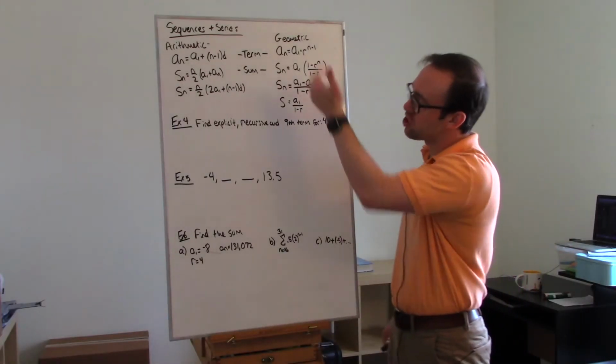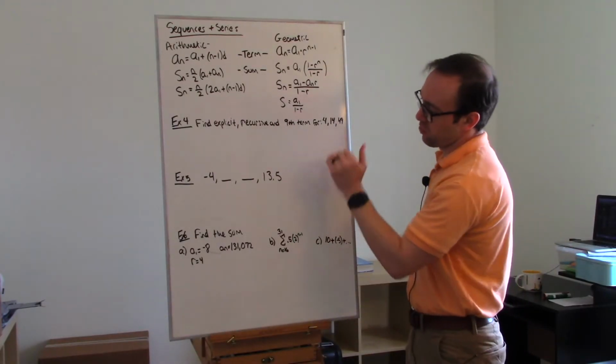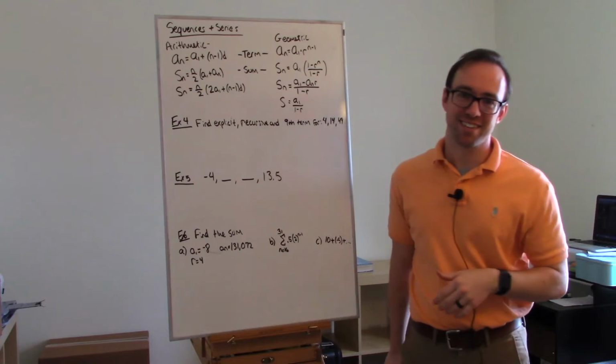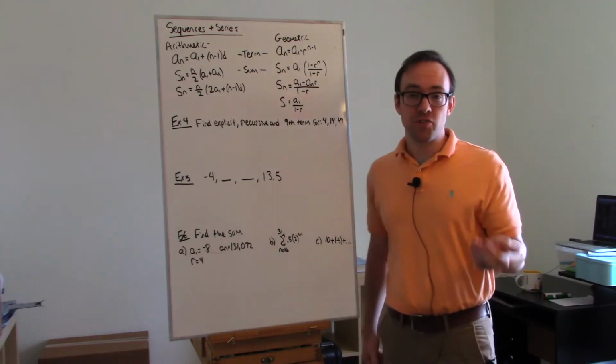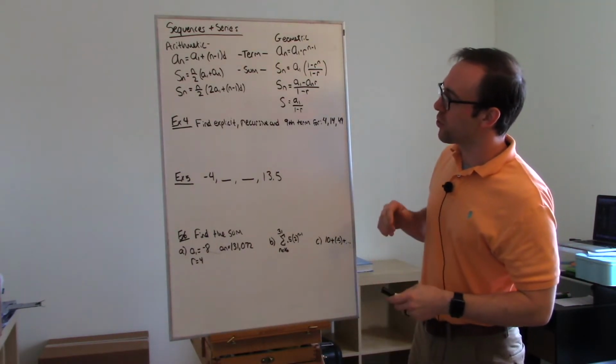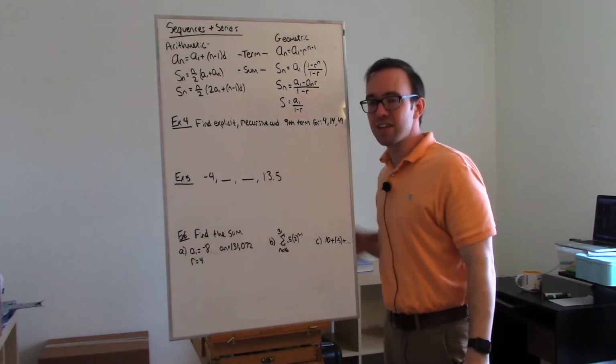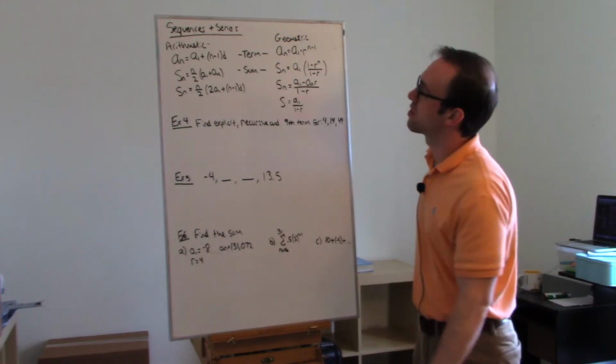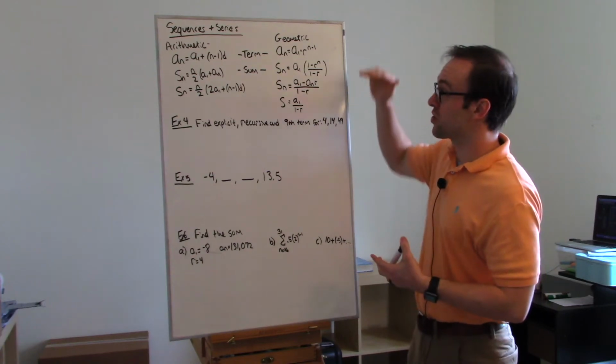Now let's look at the geometric examples. Examples 4, 5, and 6. With example 4, very similar to example 1, we are going to find the explicit, recursive, and the ninth term in the sequence. When finding the explicit form, we're going to use our term formula.